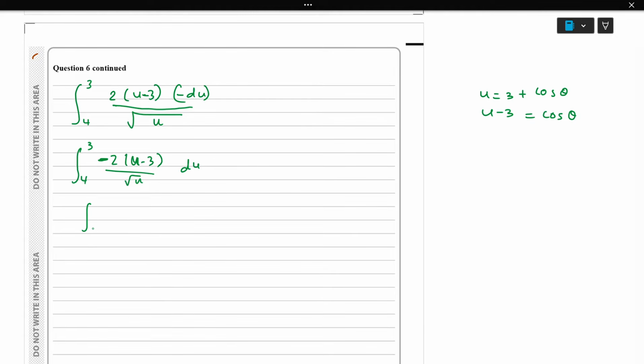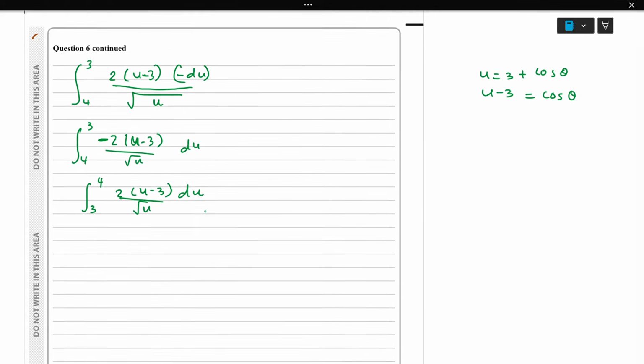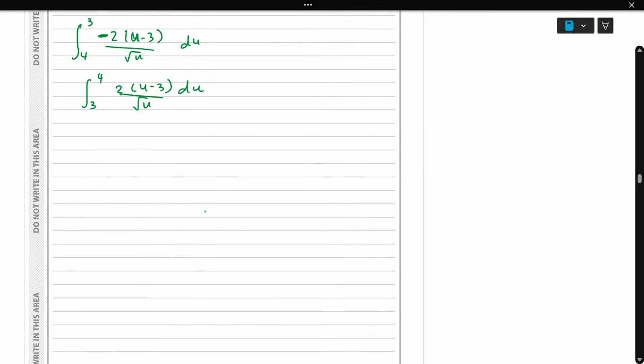So I'll swap the limit, which is 3 to 4, so minus 2 becomes positive 2. So 2 into u minus 3 over square root of u into du. So next I will write it separated.